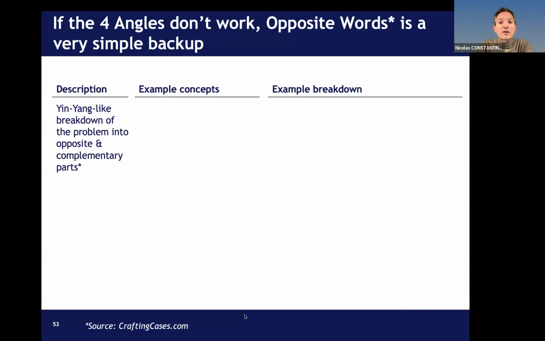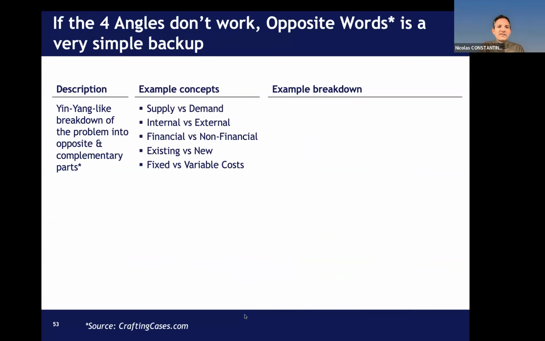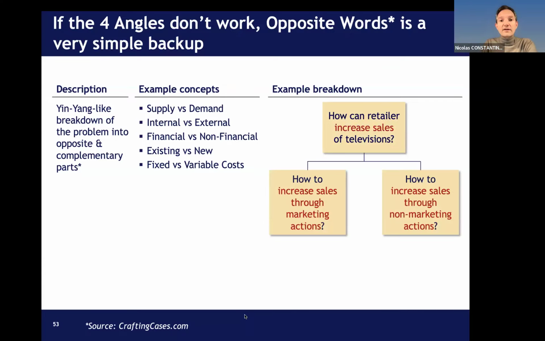So this technique is called opposite words. The idea is you break something down into 2 parts that are kind of opposite, but at the same time complementary. So kind of yin and yang. Example concepts: supply, demand, internal, external, existing versus new, etc. So if we go back to the sales of televisions example, and we focus on increased sales, then it could look like this. How can we increase sales through marketing actions, and how can we increase sales through non-marketing actions? Again, not super insightful, but if you're completely stuck, that can be a good thing to default back to.